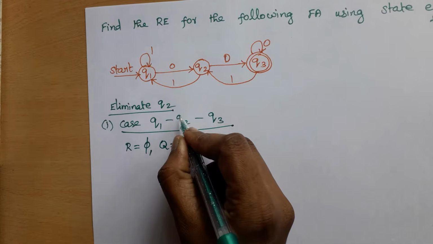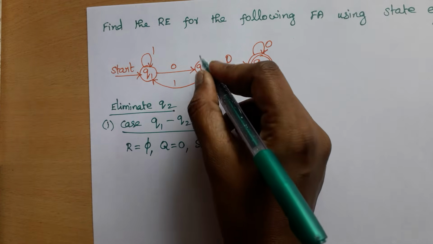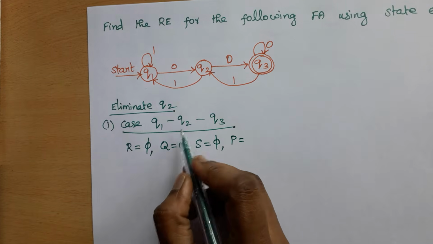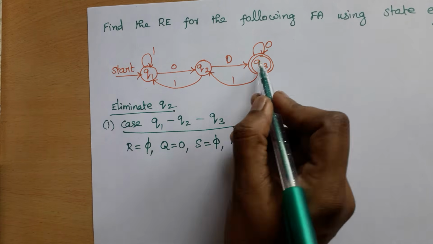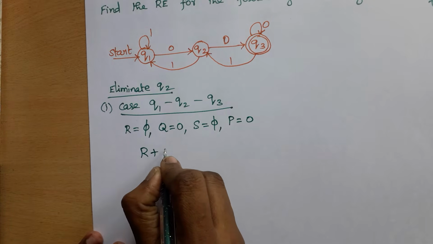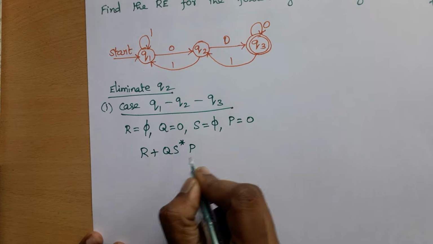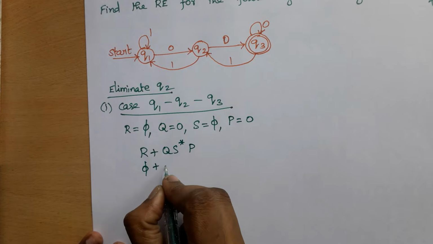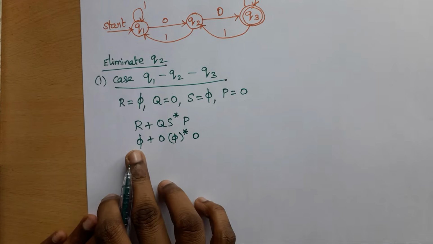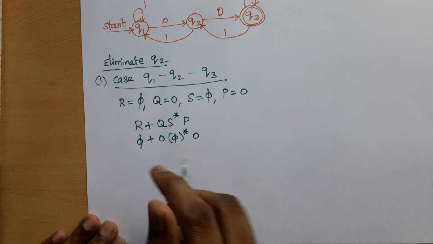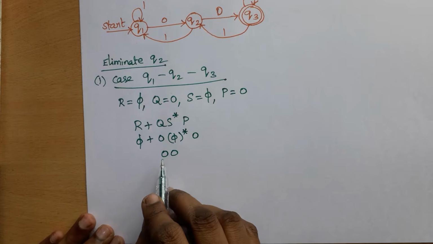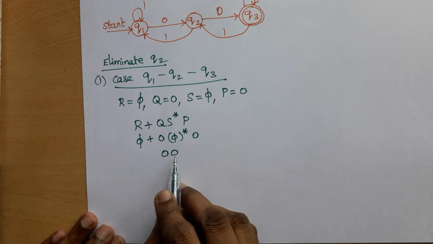Then S. S means the self transition for Q2. So that is also φ. Then P, eliminating state to successor state, that is 0. So now we have to write R + Q S* P. So φ + 0 φ* 0. So φ plus a regular expression is that regular expression, and φ* is epsilon, so we can remove that. So 00, this is the regular expression.